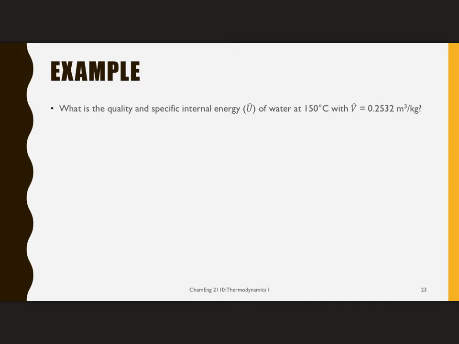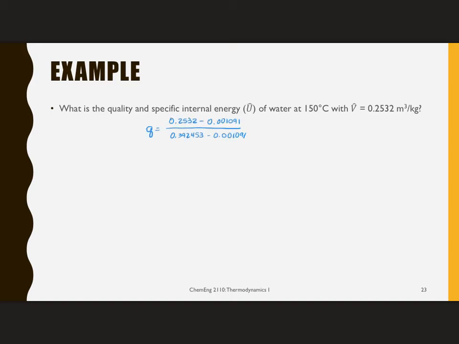Next, we want to know the quality and specific internal energy of the water at 150 degrees C with the volume of 0.2532 cubic meters per kilogram. Now we have a definition for quality, so we'll apply that. It's going to be the volume minus saturated liquid volume divided by the vapor minus the liquid volume.